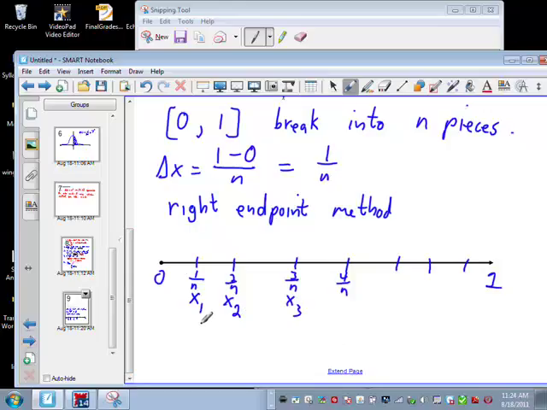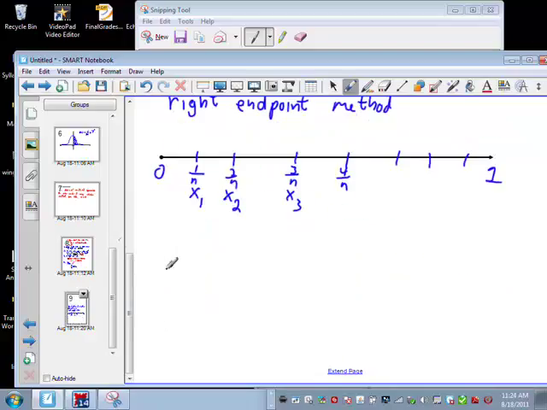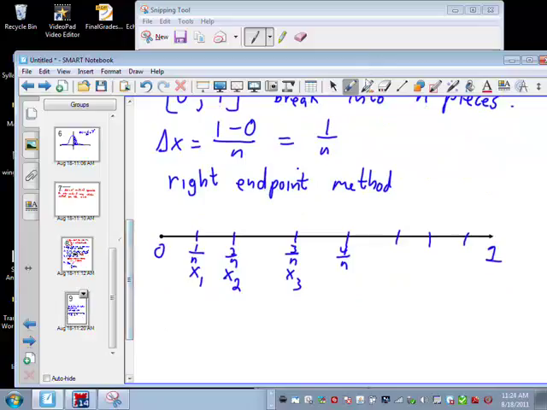Questions about that? f of x is x squared. So now, what's the area of the first rectangle? That's the area of the first rectangle.